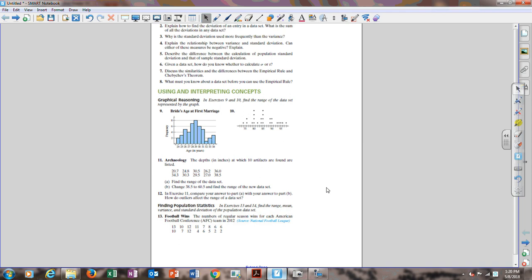You find your variance just by squaring your standard deviation. So you do 3.37 squared. That would give you 11.36.